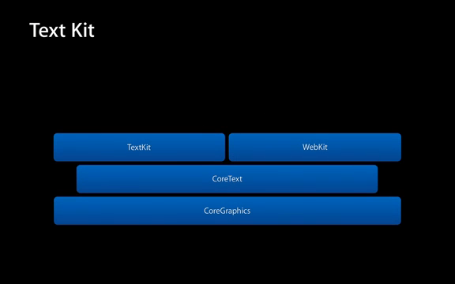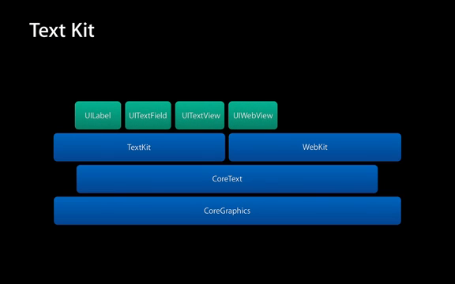I've been excited to talk about this next topic for a long time. We've been working on this technology for nearly 2 years, and it's at the heart of all of the advanced typographic features we see in iOS 7, and that's TextKit. TextKit is a modern object-oriented, high-level text API that's built on top of Core Text. And we've rewritten all of our text-related controls in UIKit to take advantage of the power of TextKit.